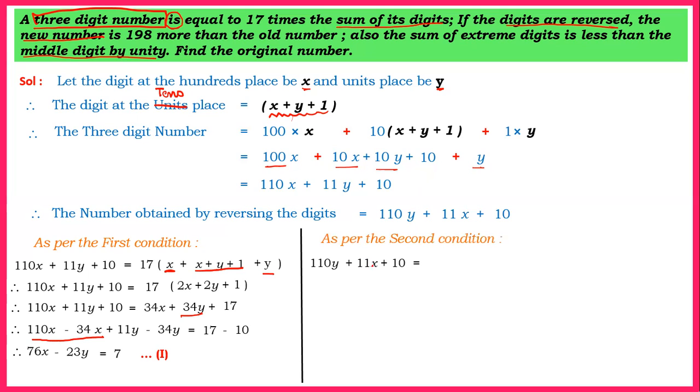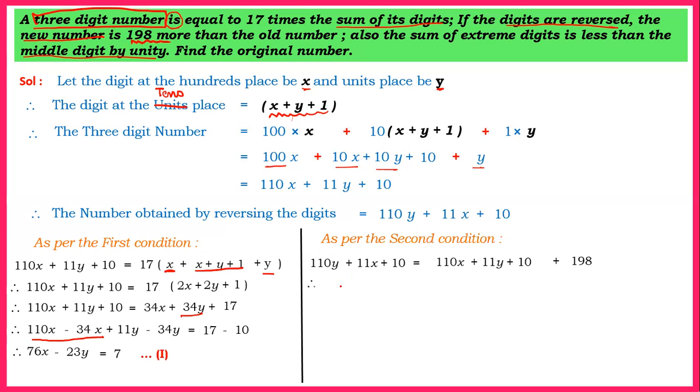So let us first mention the number obtained by reversing the digits, that is 110y plus 11x plus 10, which is equal to 198 more. That means we'll leave some space and write plus 198, the old number. The old number means the original 3-digit number, that would be 110x plus 11y plus 10. Simple. Now let us simplify this equation.